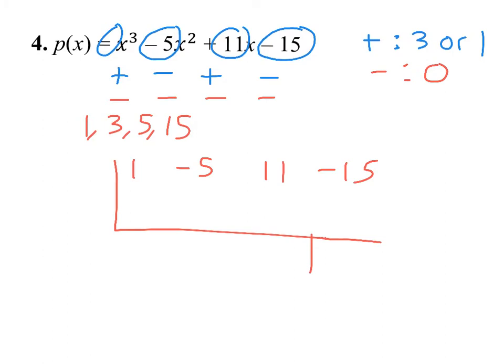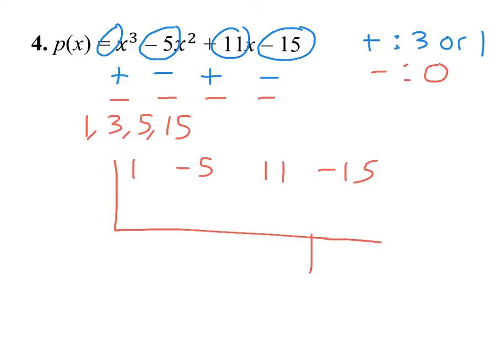So before we just plug in, 1 is pretty easy to plug in mentally. If I plug in 1, 1 cubed is 1, so it would be 1 minus 5 is negative 4. Negative 4 plus 11 is positive 7, and then minus 15, that does not make 0. So positive 1 is not going to work.